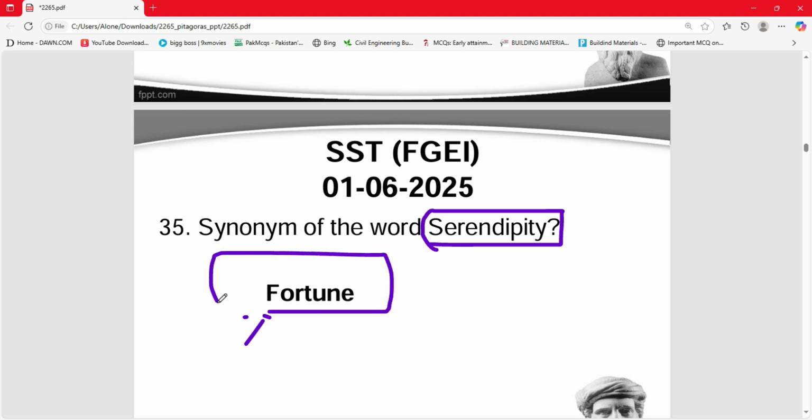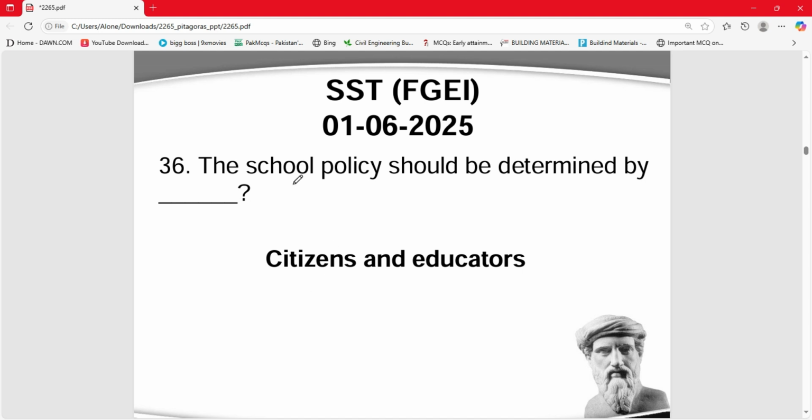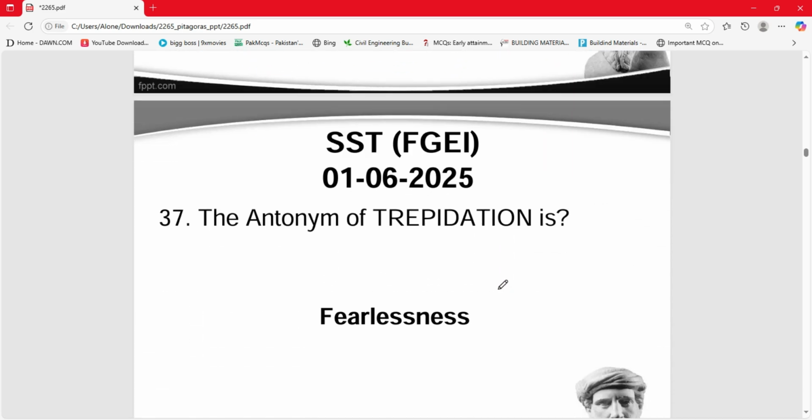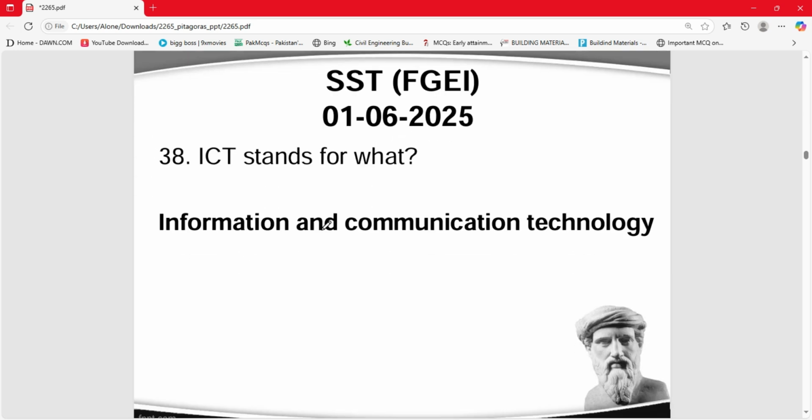Our next question is, a school policy should be determined by citizens and educators. Our next question is again the synonym of a word which means fearlessness. Trepidation is a word which means fearlessness. ICT stands for Information and Communication Technology. Full form of ICT.